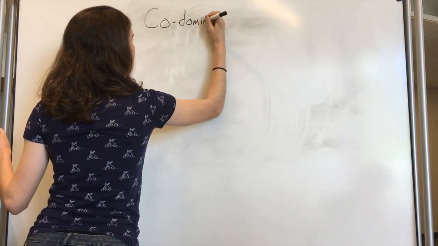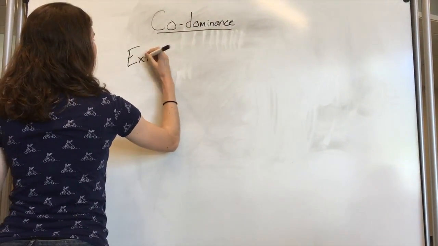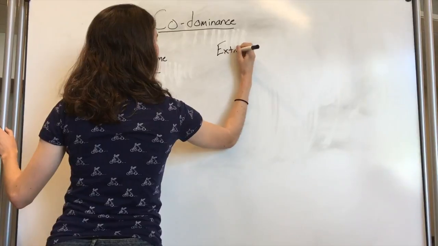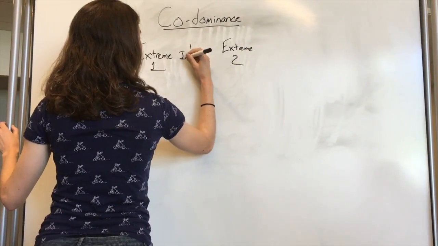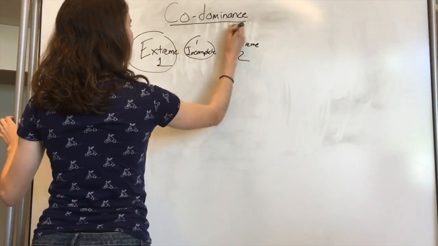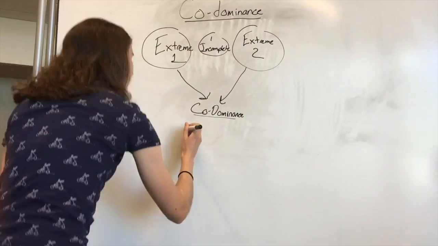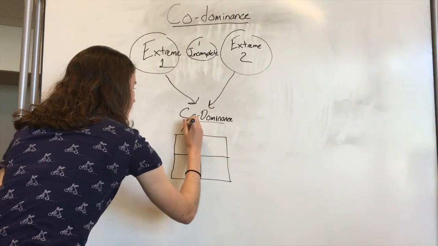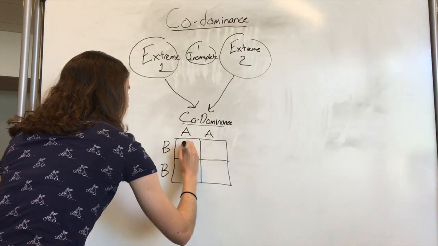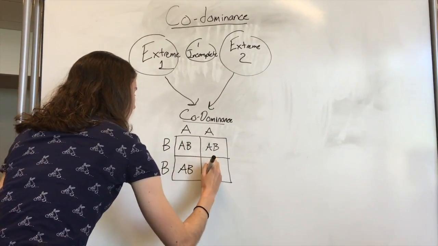Another potential inheritance pattern is codominance. Where incomplete dominance produces a phenotype that is between two extremes, codominance allows both extremes to be expressed at the same time. An example of codominance in humans is blood type. Someone with an AB blood type would have both A and B blood cells, as the alleles that code for both A and B are dominant.